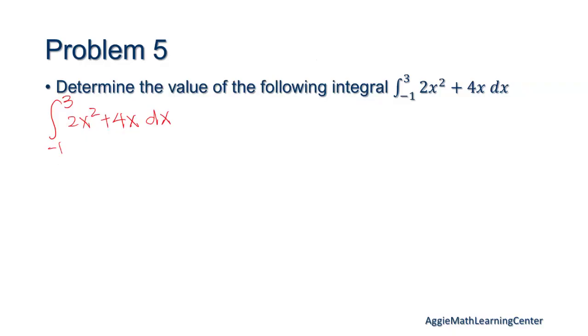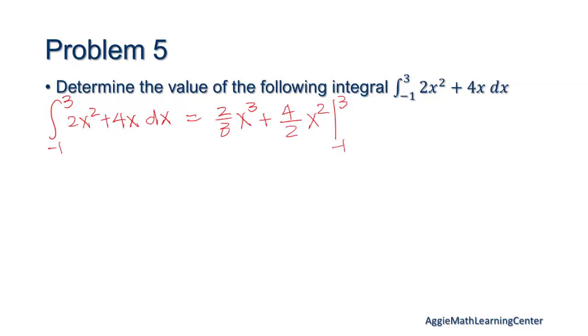So we know that with the power rule, we'll bring the power down and subtract 1. So the integral version of that is we'll add 1 to the power and divide by the new power. So this will give us 2/3 x cubed plus 4/2, which we can simplify to 2, x squared, evaluated from -1 to 3.